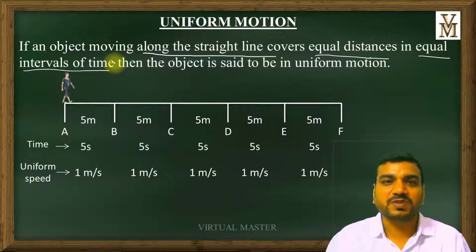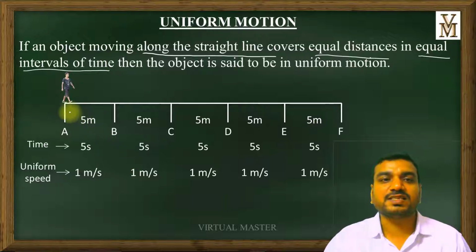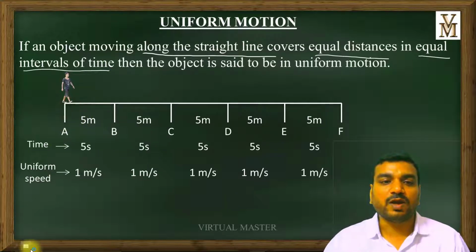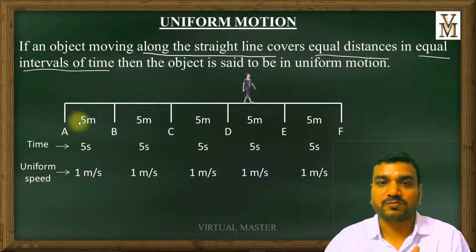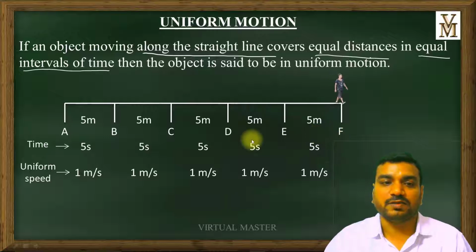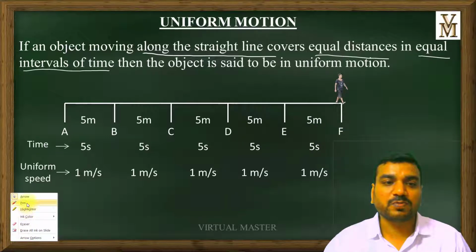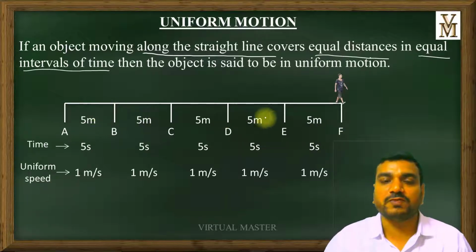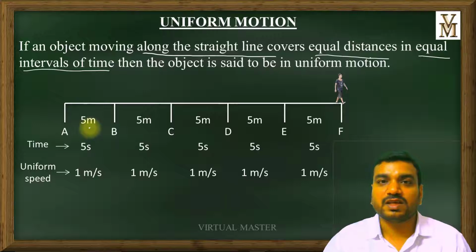Let us understand this with one example. Let us consider a boy is moving from point A to point F. As you can see here, the total distance between point A and point F is 25 meters, and the boy is covering 5 meters in 5 seconds. The boy is moving every 5 meters in 5 seconds.